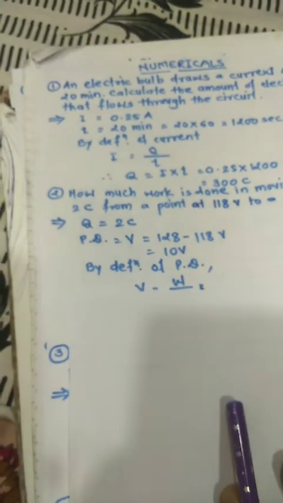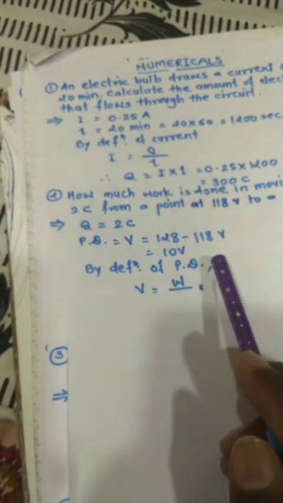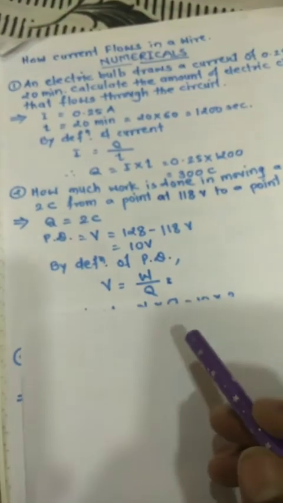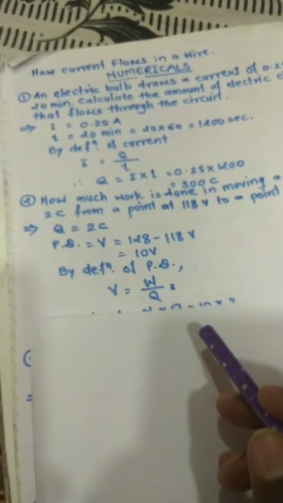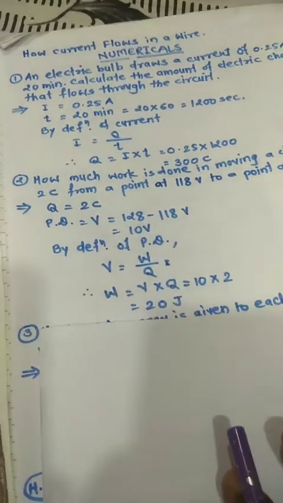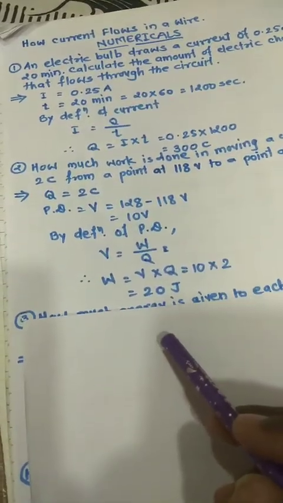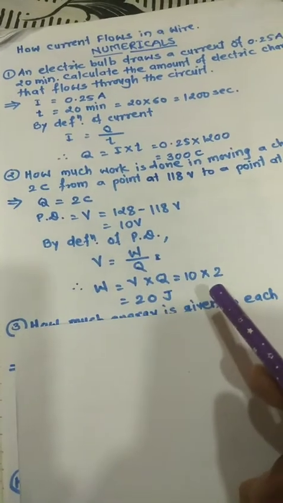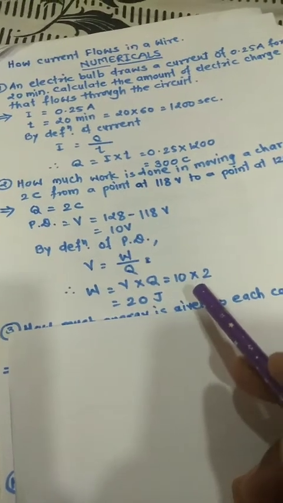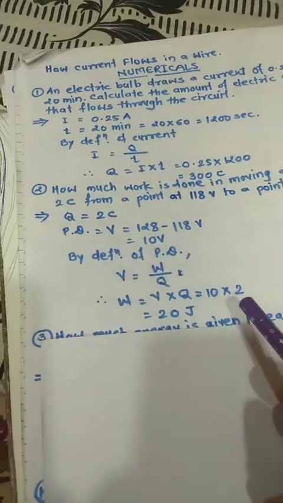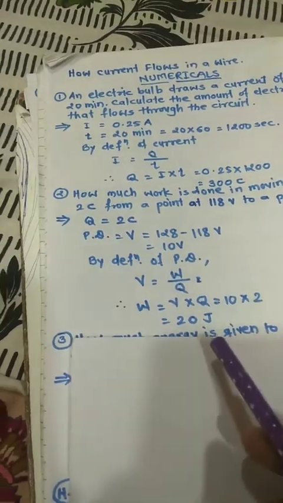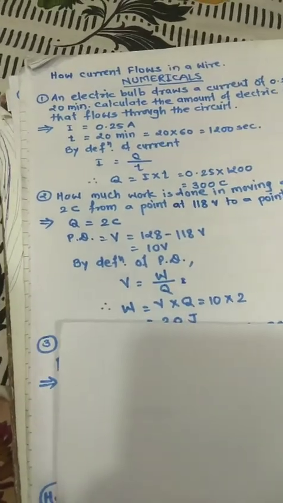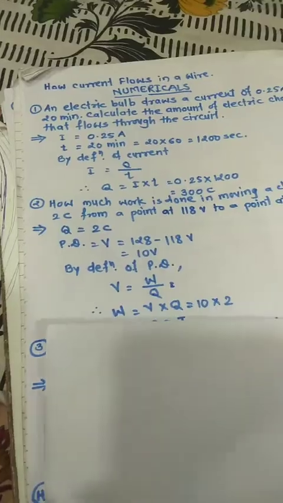Now by the definition of potential difference, V equals W by Q. By using this formula, we can find the work done. So work done equals V into Q. The value of V is 10 volt, the value of Q is 2 coulomb. So 10 into 2 means 20 joule. So how much work is done? 20 joule. Understood, student?